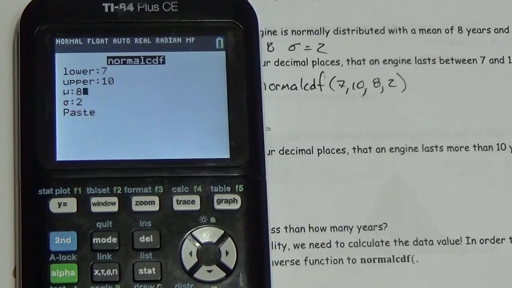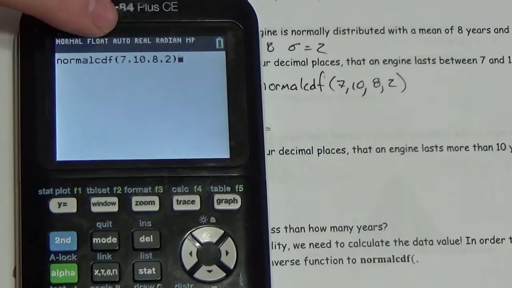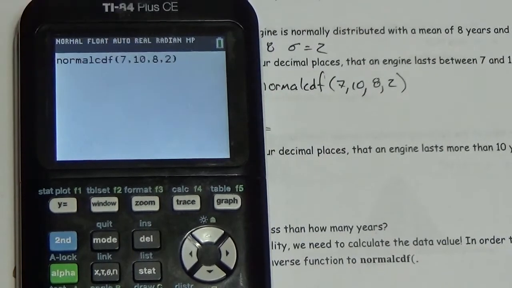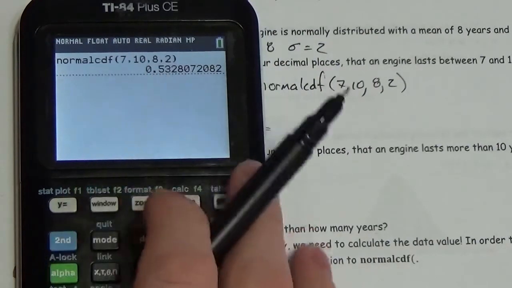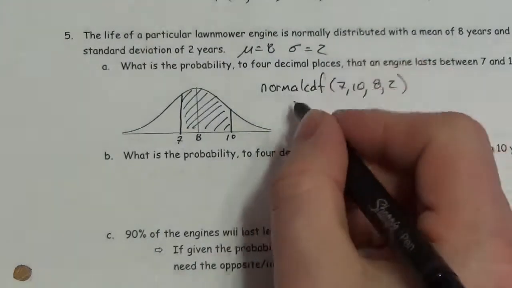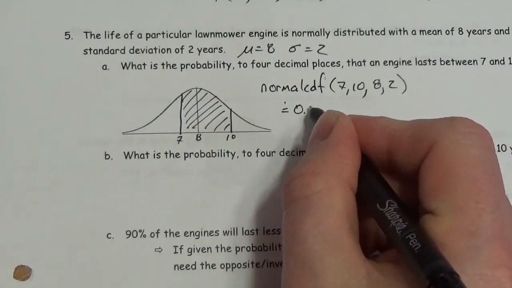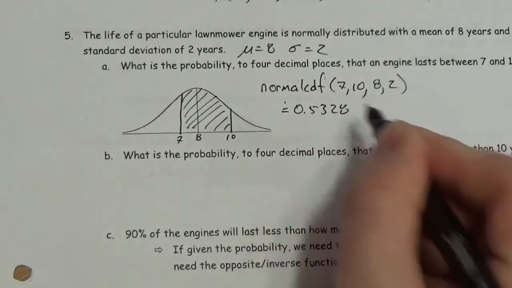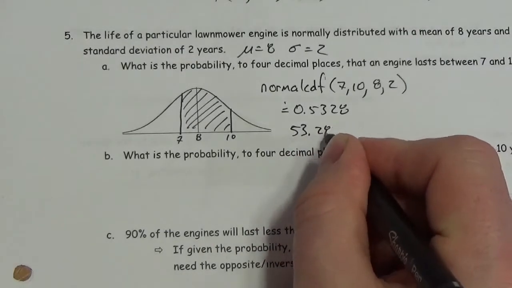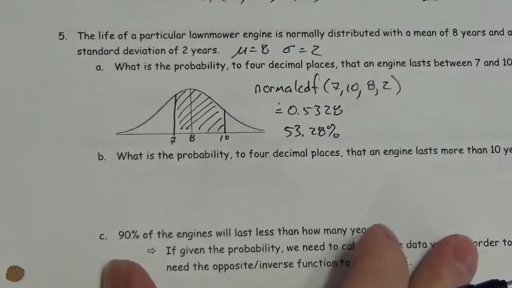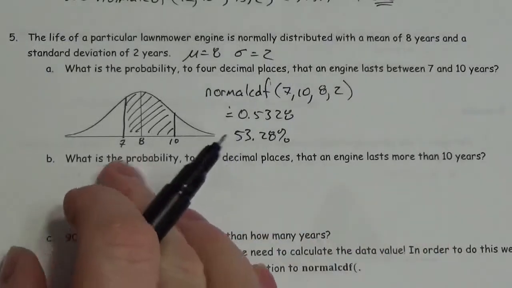In this case, the mean is 8, but once again, the standard deviation is 2. Good, low, high, mean, standard deviation, good. And to 4 decimal places, that's 0.5328. Okay? So this is 0.5328, which basically means we're looking at 53.28% of those lawnmowers are going to last between 7 and 10 years.